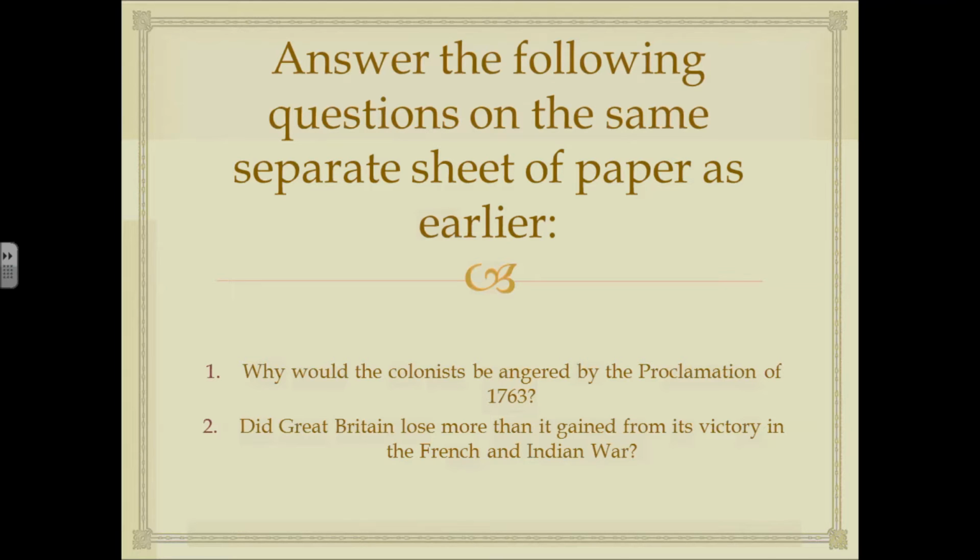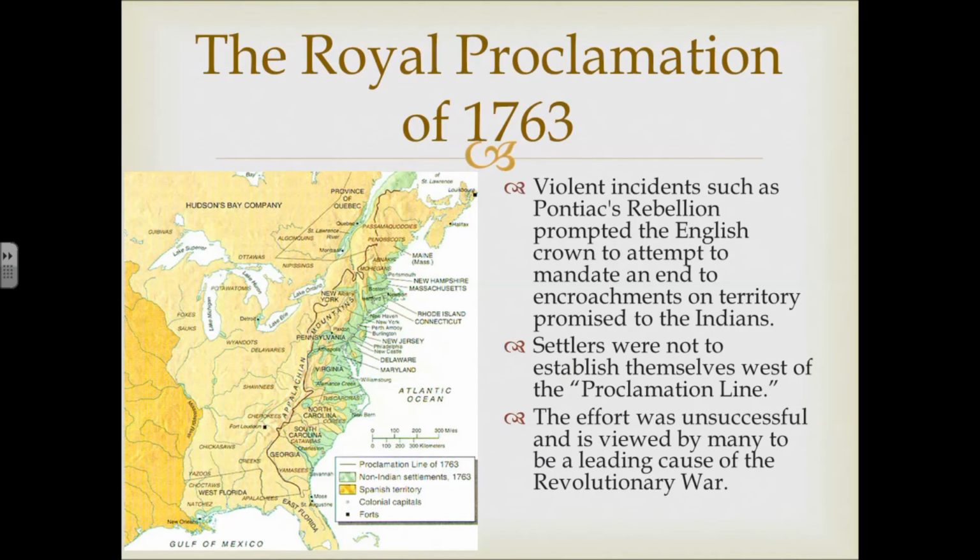However, this effort, this proclamation line, was unsuccessful and is viewed by many to be a leading cause of the Revolutionary War. Imagine risking your life in a war all to try to gain more territory, to have more land, to potentially increase your social status, only to be told you can't encroach on that land. It's going to frustrate you. Thinking about how that could lead to the Revolutionary War, we're going to end today.